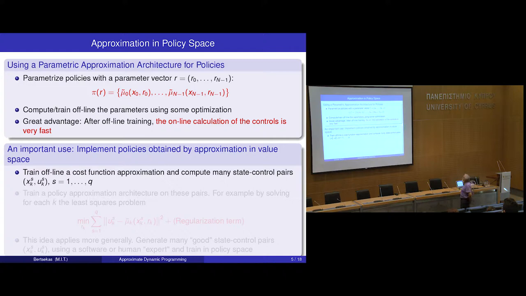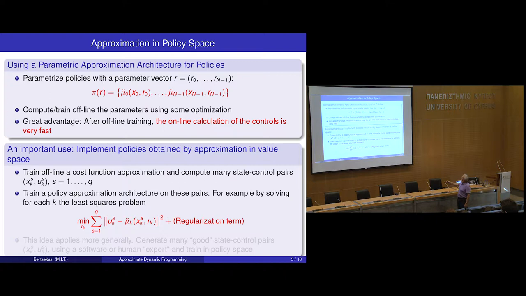Generally speaking, an important use of approximation in policy space is if we already have some policy and then we fit an approximation architecture to it in order to simplify the online calculation of controls. So we train offline a cost function approximation and we compute many state-control pairs by using the standard way, one-step lookahead or multi-step lookahead. So once we have these pairs, then we can train a policy architecture by some form of regression. We fit the architecture to the controls that correspond to the states. Okay, there's also a regularization term. This is a least squares problem, typically nonlinear, okay?